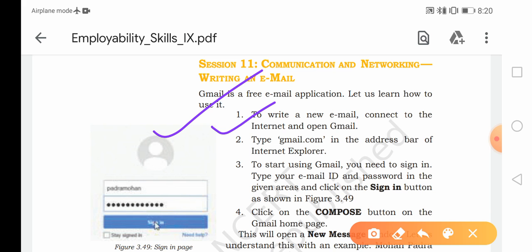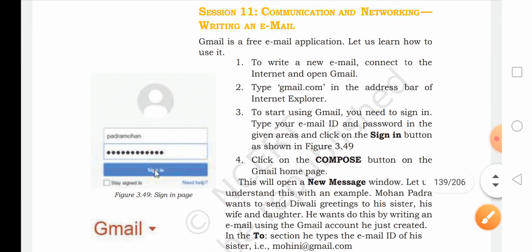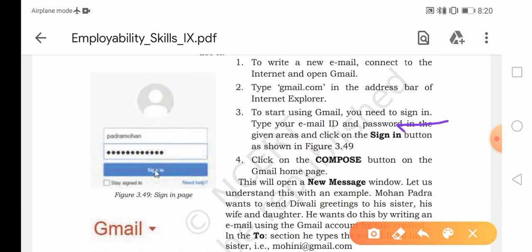To write a new email, connect to the internet and open your Gmail account. Type gmail.com in the address bar of the Internet Explorer. To start Gmail, you need to sign in. As we have created the email ID, we have to sign in also. In the given areas, after filling in your login ID and password, click the sign in button.